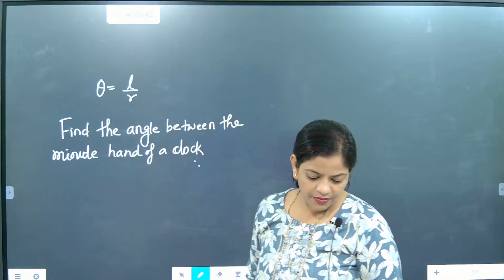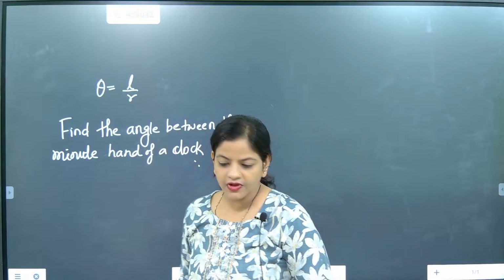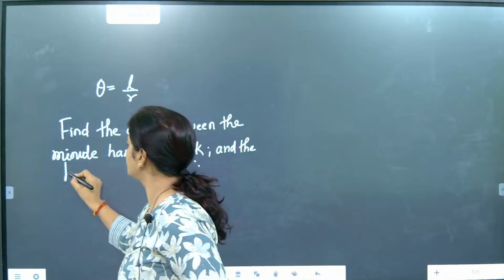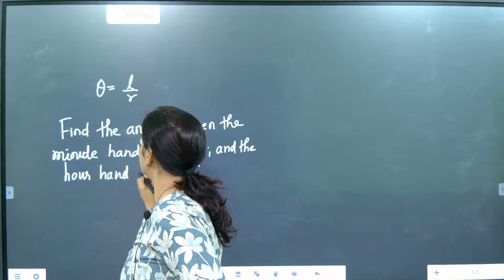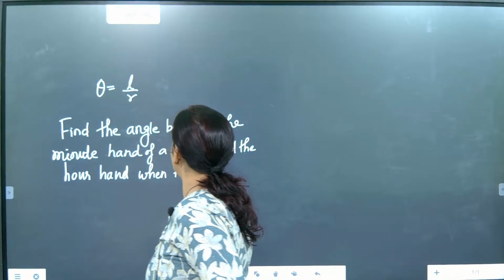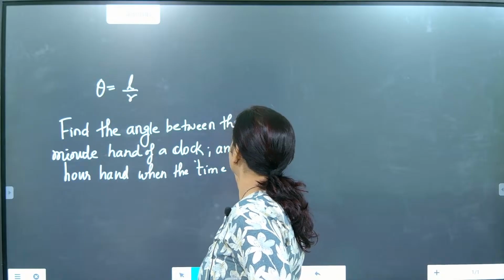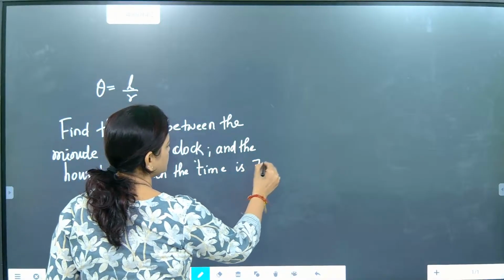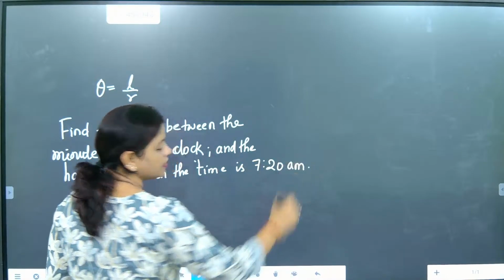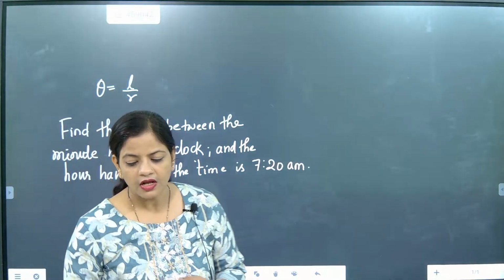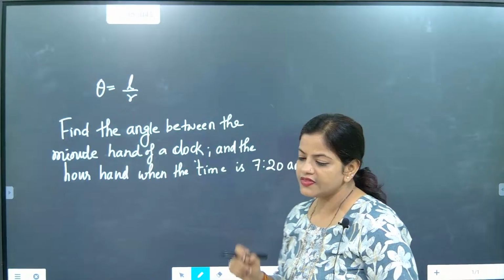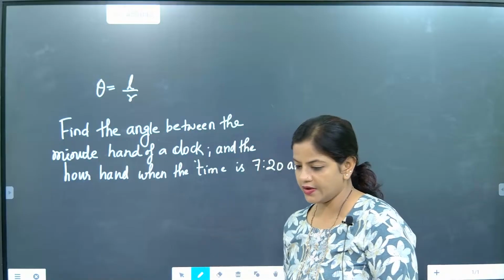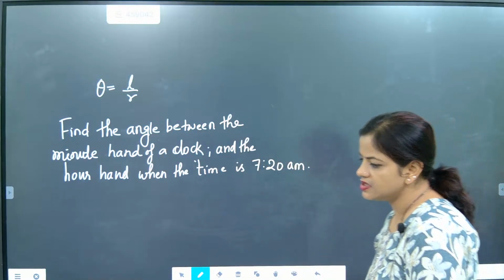Find the angle between the minute hand of a clock and the hour hand when the time is 7:20 a.m. Come on, start solving the question. See the question on the screen.